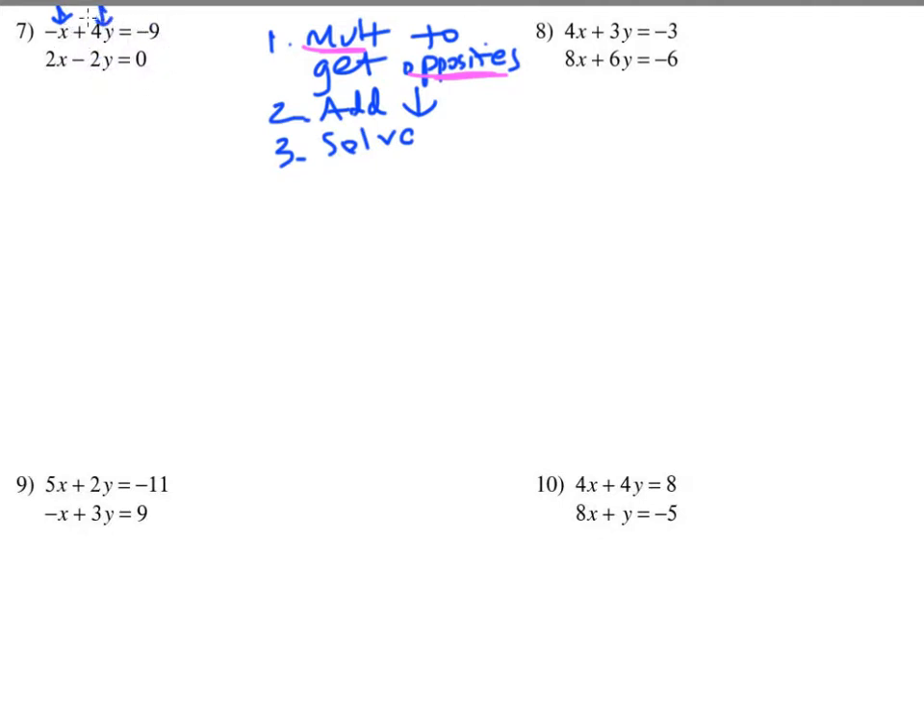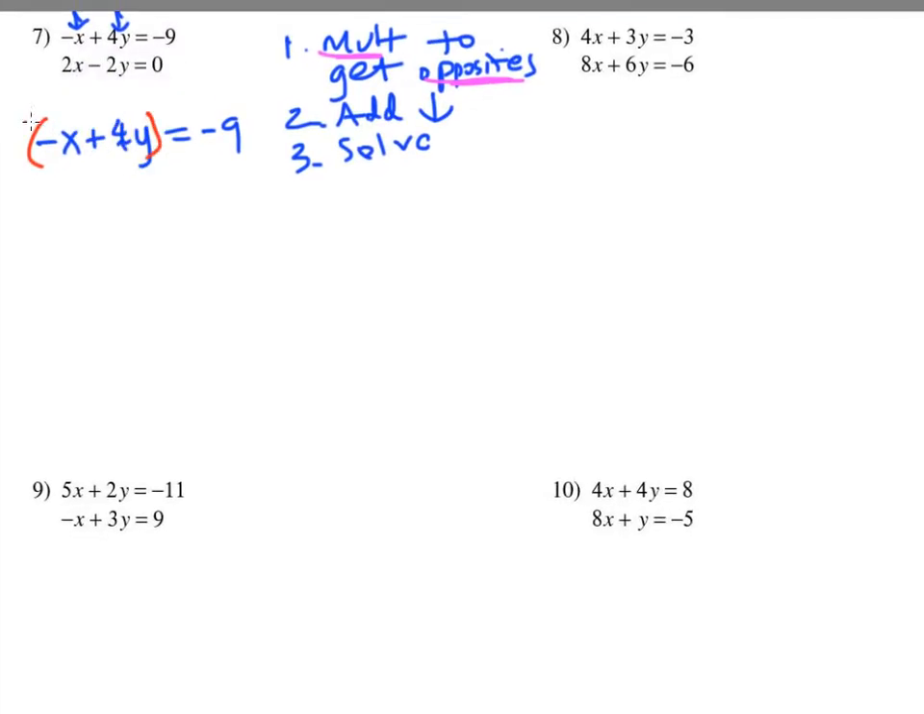Either way, so x or y doesn't really matter, but why don't we work with x this time? Right? So I have a negative 1 and a positive 2. What's the opposite of positive 2? It would be a negative 2, right? I want to turn this whole row, this x, into a negative 2. He's already a negative 1, so let's write that out. So negative x plus 4y equals negative 9. I want to turn this guy into the opposite of positive 2. What's the opposite of positive 2? Negative 2. So he's already a negative 1, so he just needs a 2.